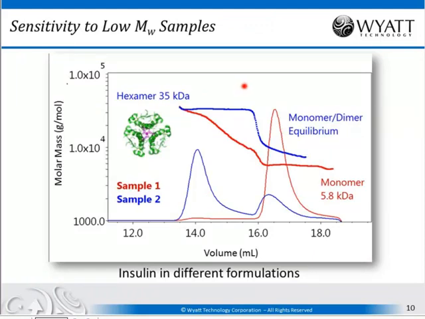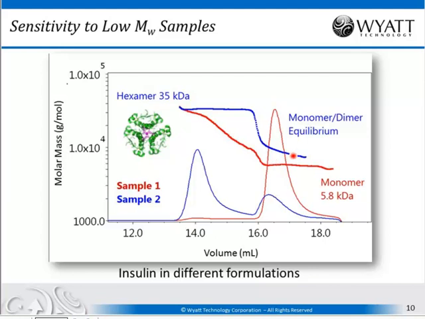Here's another example of insulin in two different formulations. If we look at the red trace of the chromatogram, we see that it's primarily eluting in the monomer state, and light scattering gives us a measure of molecular weight, 5.8 kilodaltons, and also tells us that this little bump over here, around 14 milliliters, corresponds to a hexamer. In the other sample, sample 2, which is a different formulation, we can see that primarily we're eluting a much larger molecule, which light scattering tells us is a hexamer. And then there's a little bit of this later eluting peak.